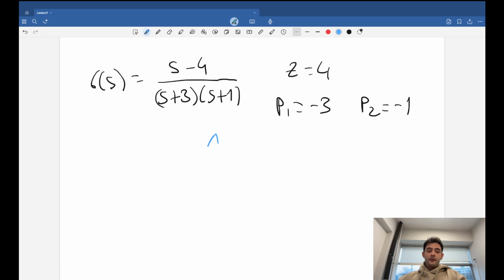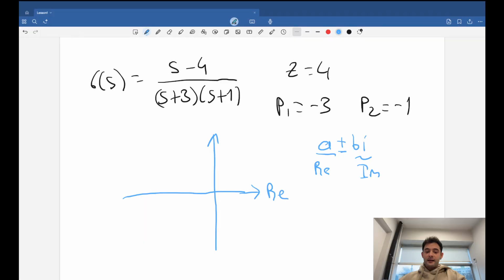Let's draw a map. But keep in mind, by drawing this map, you should know that a value can be written in the form of a plus or minus bi. This bi part is the imaginary part, and this a part is the real part. So we will denote our x-axis as real and y-axis as imaginary, right?